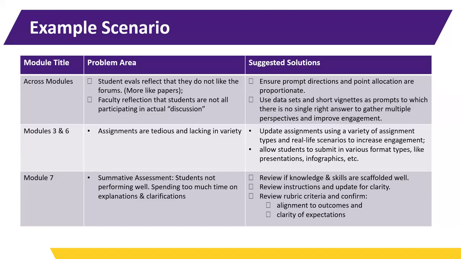So the suggestion that she had was to ensure that the prompt directions were clear, but also more importantly, that the points that she allocated for that discussion prompt were proportionate. So it was not like a 200-point assignment, but you're asking students to write a 2-page paper. So the level of effort and the points allocated needed to be proportionate. So she figured that that was one issue that needed to be fixed for her course.